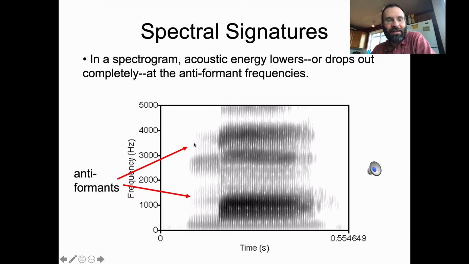But hopefully you can see that these regions of the frequency scale are not as intense as what we get for F1 and F3. So those are anti-formants in action. You don't really see where they are. You just see what they take out, as it were, in the intensity of a speech sound.